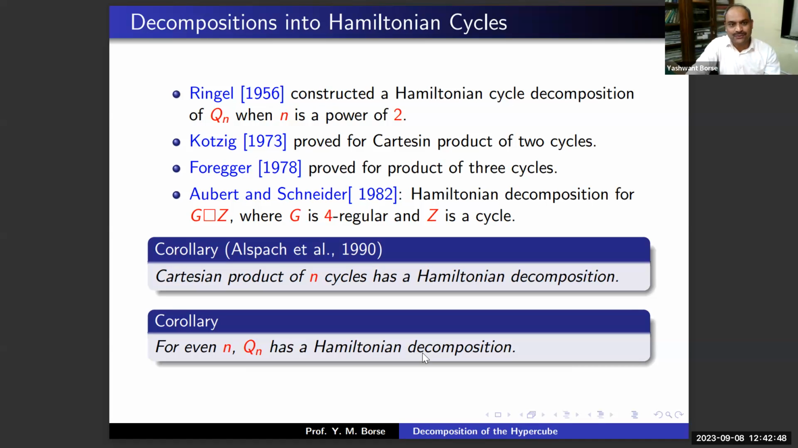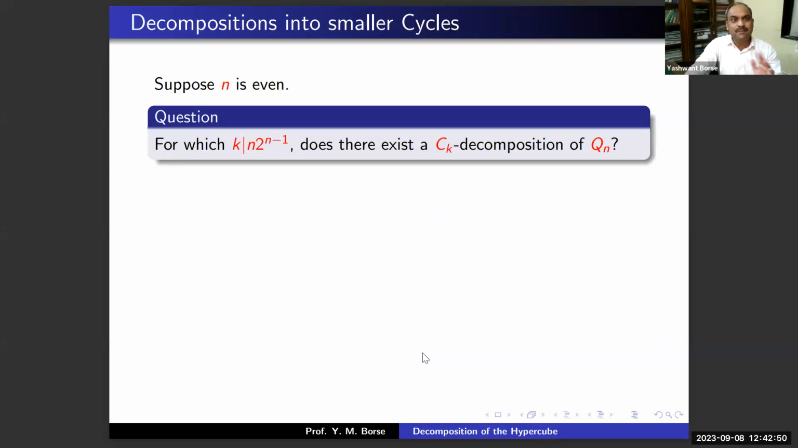So Hamiltonian decomposition is over, and then the problem started of decomposition into smaller cycles, right? So say Ck decomposition. For Ck decomposition, Ck has length k, so k should divide the number of edges of Qn, that is n into 2 raised to n minus 1, right? So the question is, for which k dividing n into 2 raised to n minus 1 does there exist a Ck decomposition of Qn?